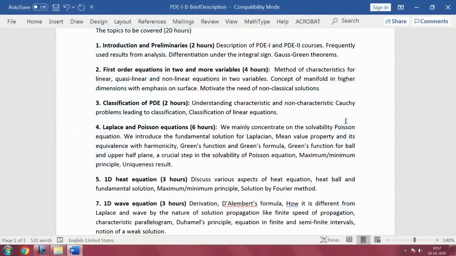After that, which I will describe today in my second lecture, is the importance of classifying PDE, as it is not easy to understand PDE. You have to understand the concept of characteristic and non-characteristic Cauchy problems, which will lead to what is called a classification, which we will do in 2 hours. Once classification is done, we will move on to study the second order equations.